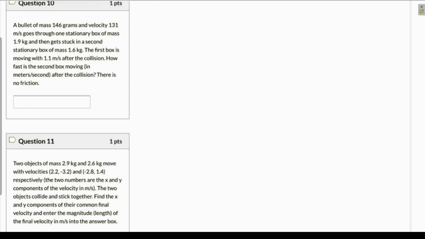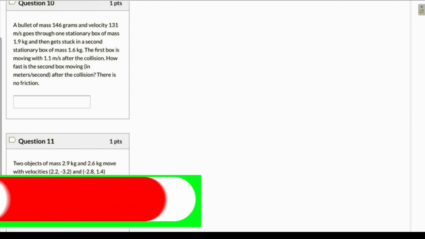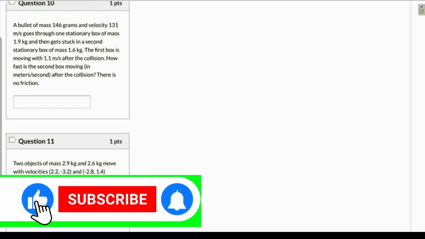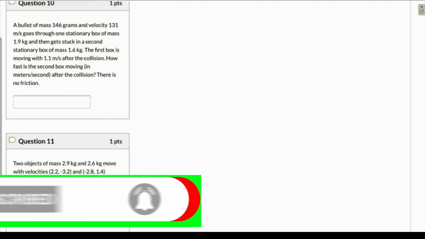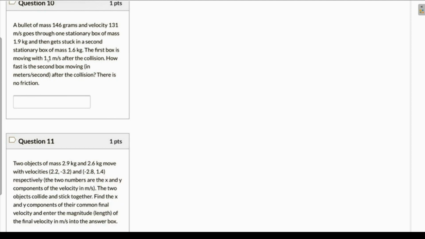Let's talk about these questions. A bullet of mass 146 grams and velocity of 131 meters per second goes through one stationary block of mass 1.9 kilograms, then gets stuck in a second stationary block of mass 1.6 kilograms. The first box is moving with 1.1 meters per second after the collision. So, how fast is the second box moving after the collision?